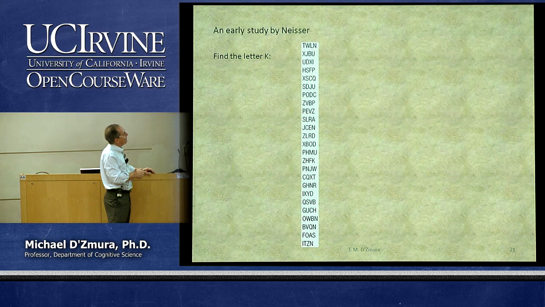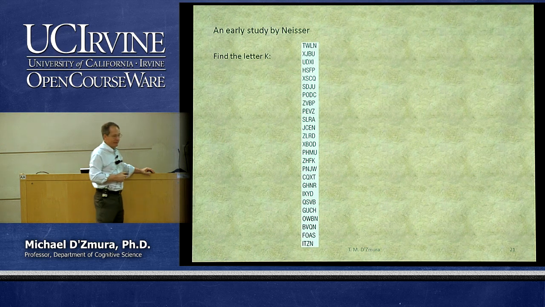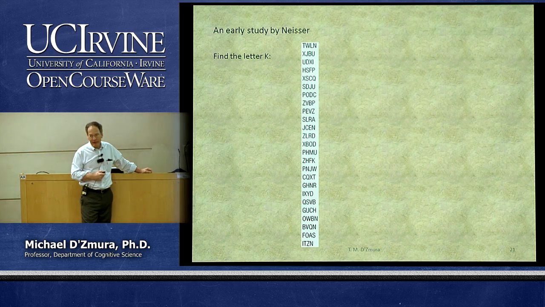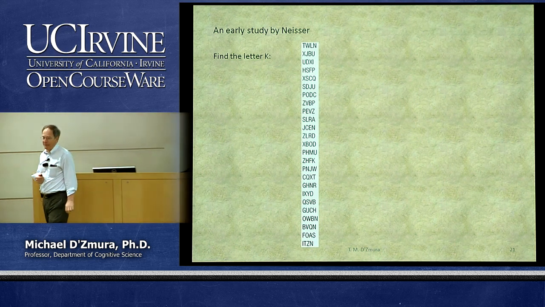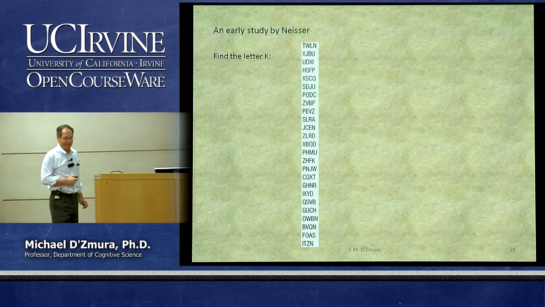And they keep on working their way down until they finally find a row that has a K in it. They'd say, okay, I found a K. It's this row. And you can sort of imagine how long it would take a person to find a K.